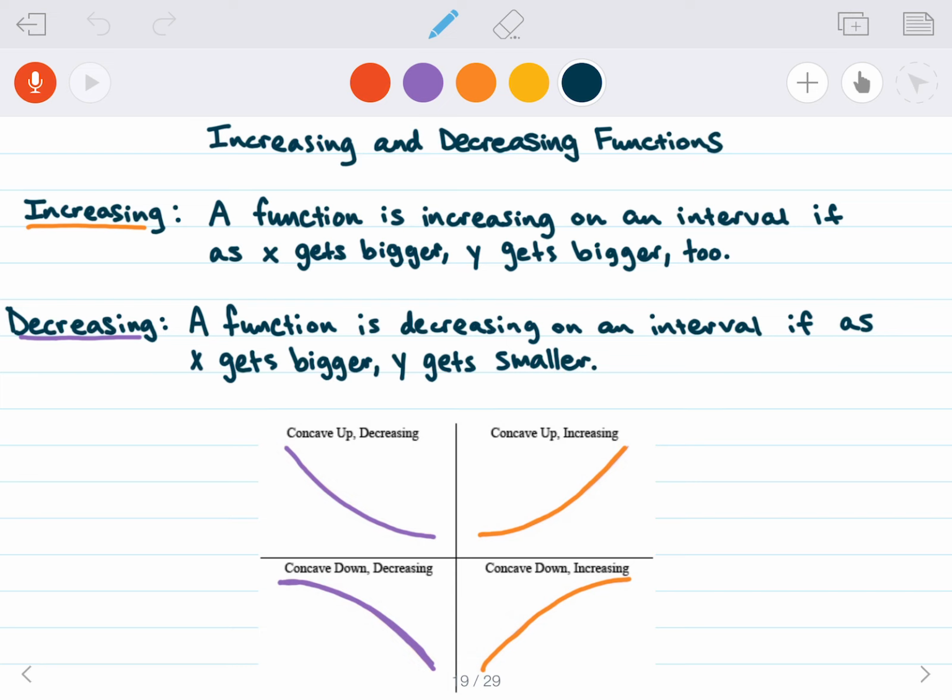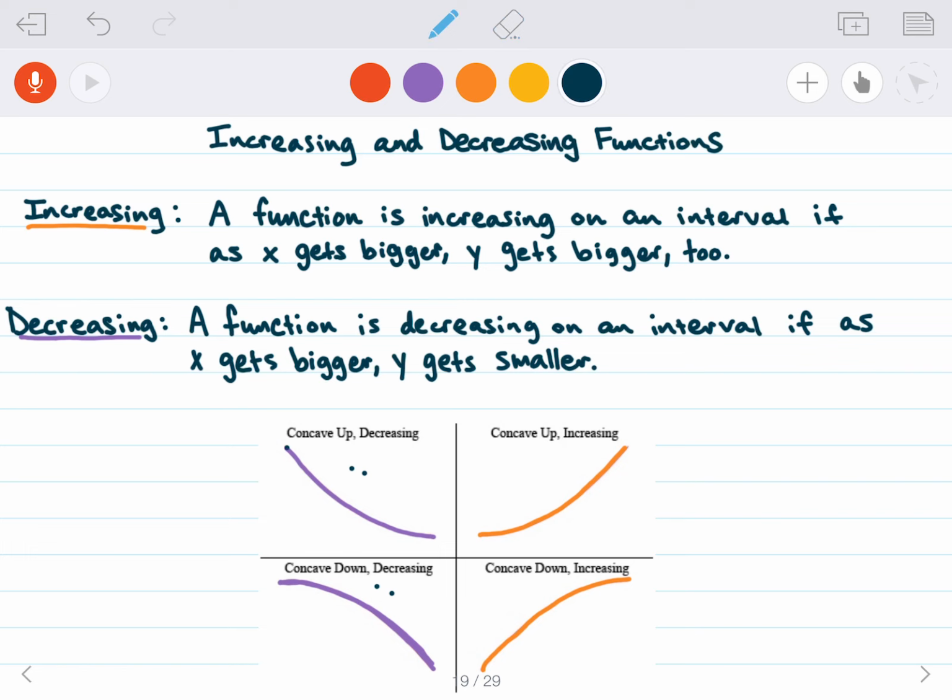All right, let's talk about increasing and decreasing functions. Increasing is when you follow a curve with your pencil, the y values are getting higher, right? Basically, you're increasing in height is what an increasing function is. And decreasing is when you're decreasing in height. And we can see that decreasing can either be concave up or concave down, right? Just depending. So let me show you what I mean by decreasing.